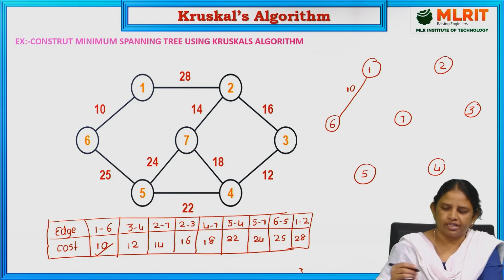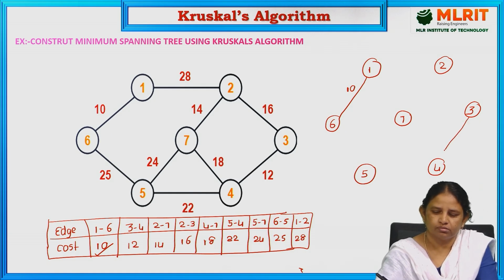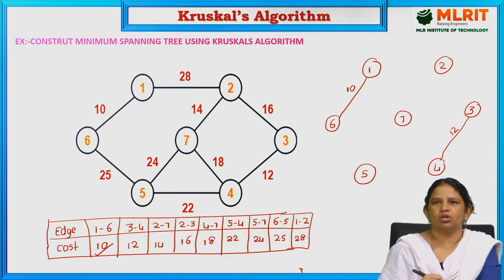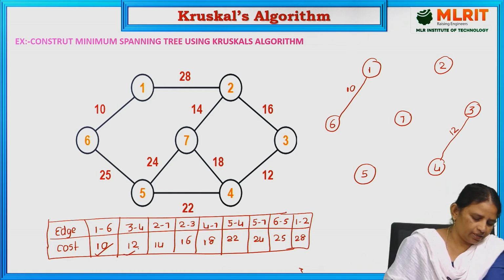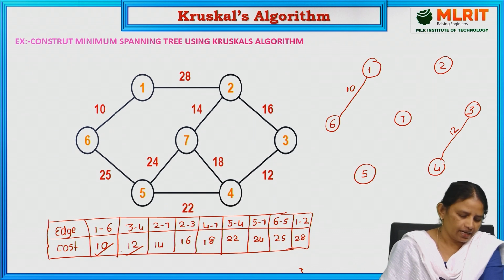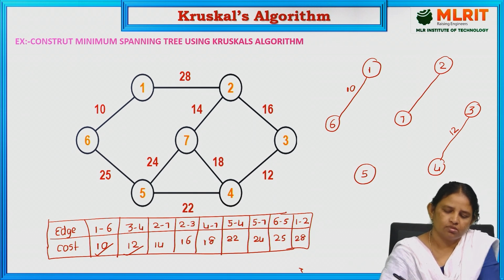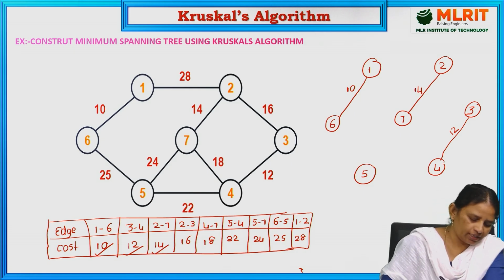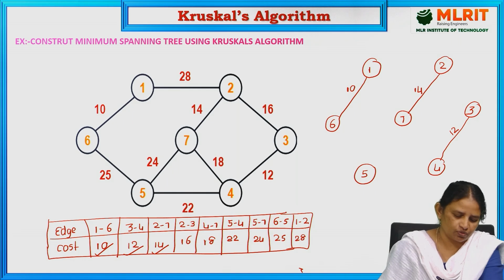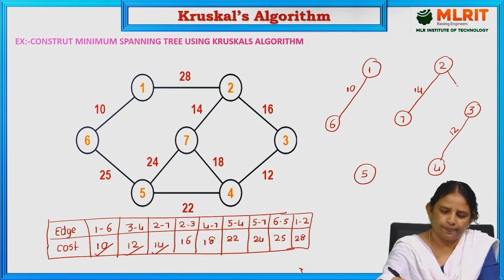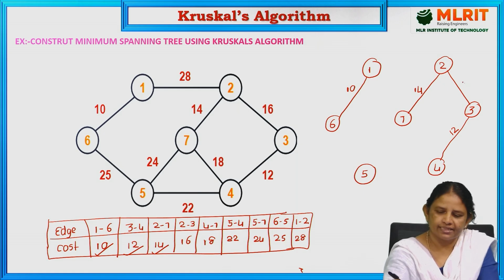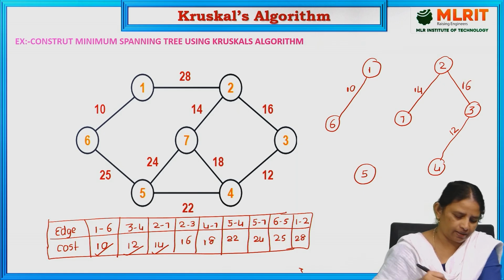Next least weight is 3 to 4. Cost is 12. And it is also included in the spanning tree. Put the tick mark. Next least cost is 2 to 7. Cost is 14. It is also included in the spanning tree. Next least cost is 16, 2 to 3. It does not create any cycle. Include it in the spanning tree.